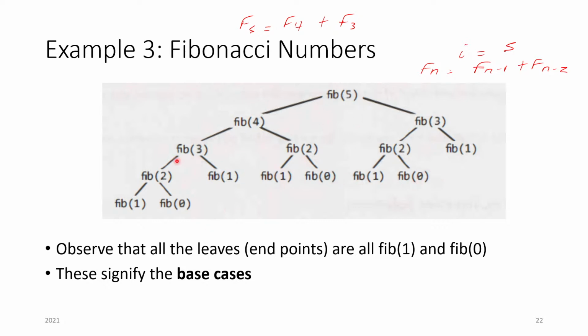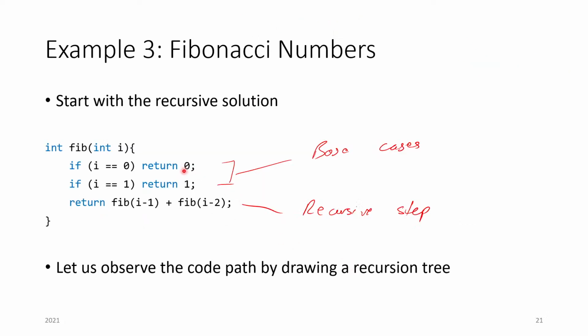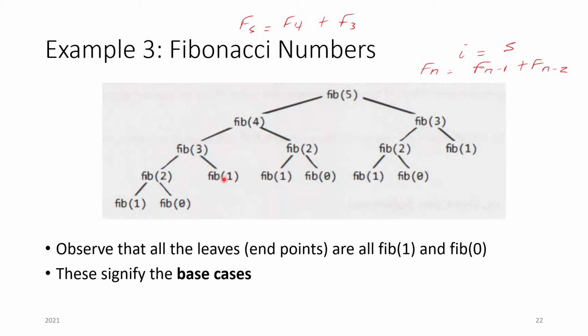So observe here within the tree that all the leaves, the endpoints of the tree, from the top to the bottom, all end at fib of 1 and fib of 0. And those basically signify the base cases that we just know. Where i is equal to 1, we return 1. If i is equal to 0, return 0. Those basically are our base cases.